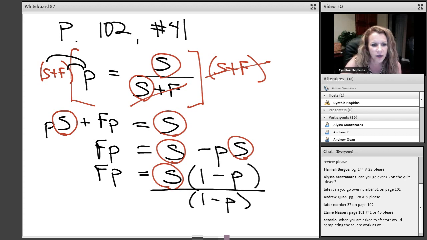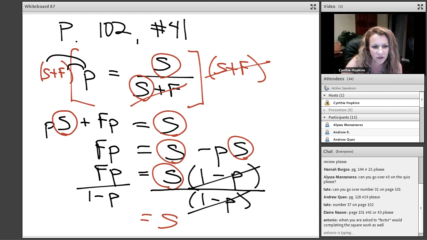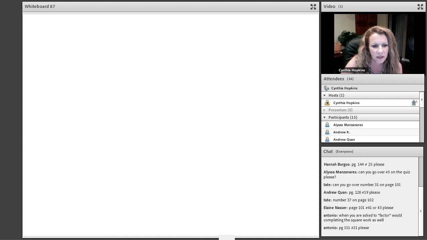Since I am solving for S and want to get it all alone on one side of the equal sign, aren't I ready to divide by this factor? Because factors do reduce, even though terms don't. But that's why I factored that S out, to make it a factor. And so here's my final answer. I'll write it in red. S equals capital F times P all over 1 minus P. And that's my final answer. Okay? All right. So moving on to the next question.